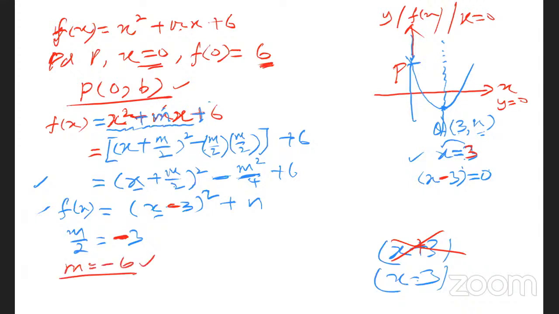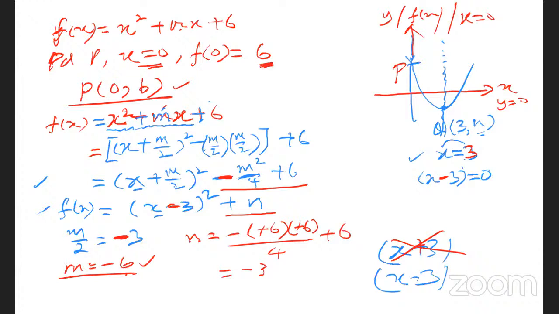Okay, that's the first answer. What is your n? Now, this is a minimum value. Watch out, there's a negative. For n equals to negative m square, go straight, no need to write. Negative 6 square over 4 plus 6. Understand now? So it's -3.